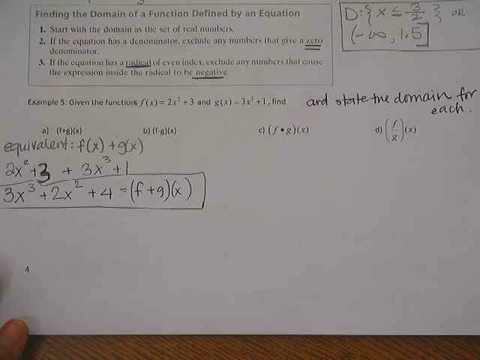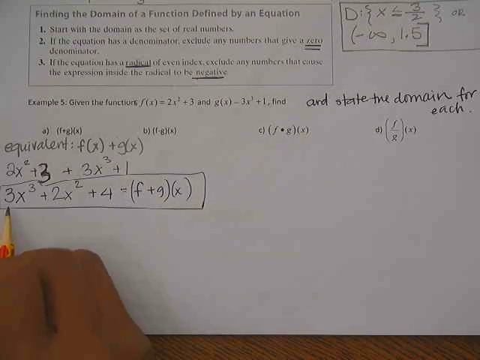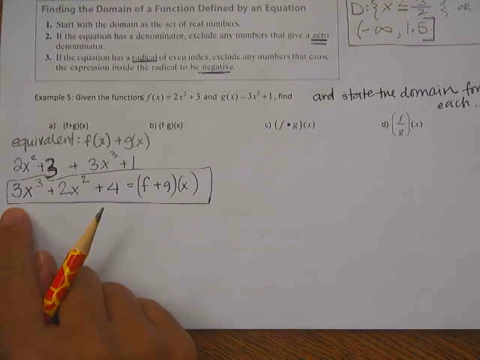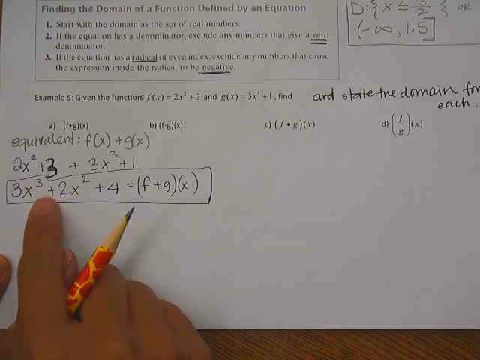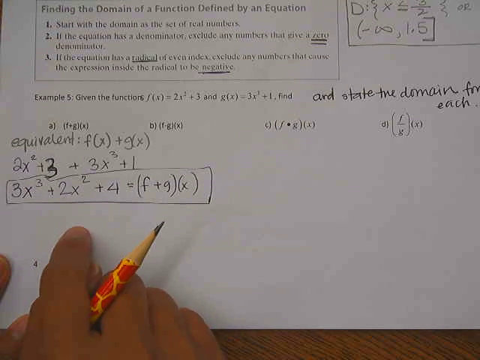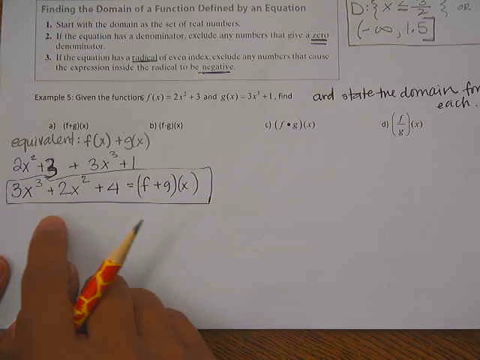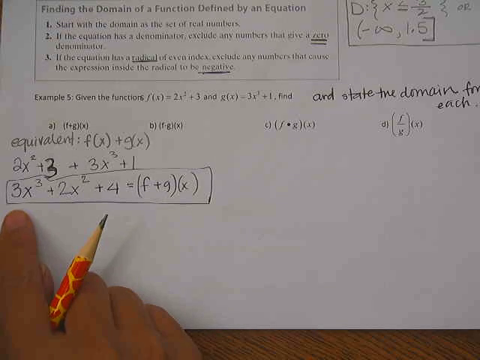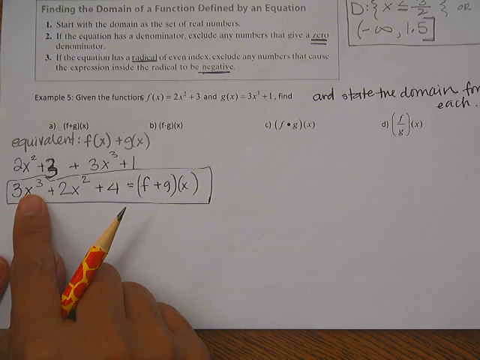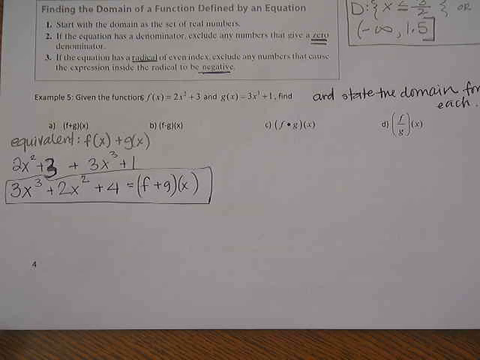Now I want to find the domain of this. This is a cubic function: 3x to the third plus 2x squared plus 4. Whatever input I put in, for any cubic function, the domain is going to be all reals.